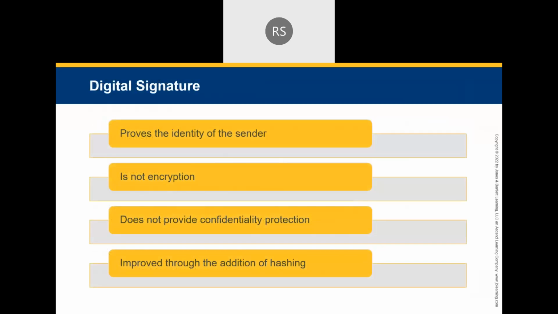Now, digital signatures serve the purpose of proving the identity of the sender. So this is not encryption, so they do not provide confidentiality protection. Digital signatures are there for identity verification. So they're there to authenticate and verify the legitimacy of the sender.